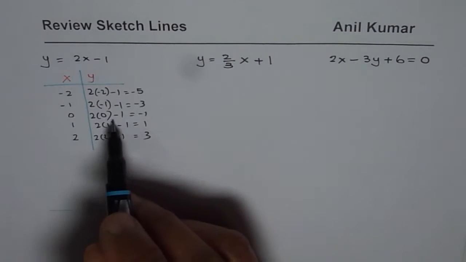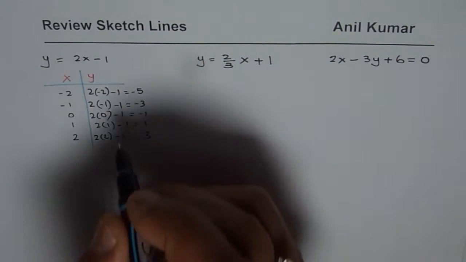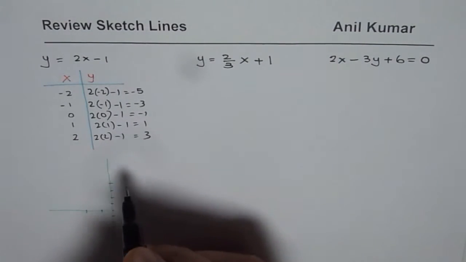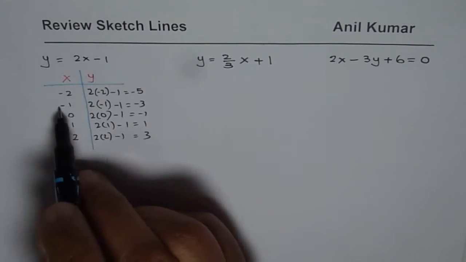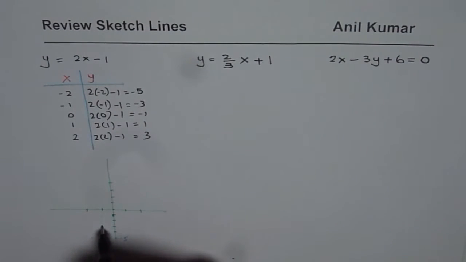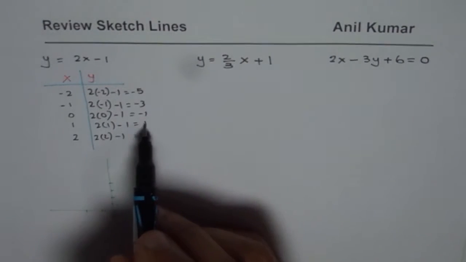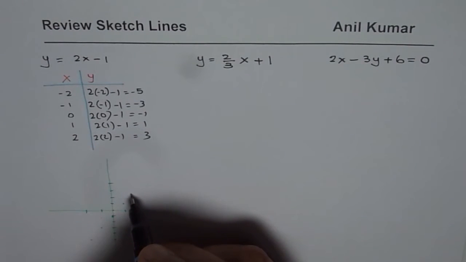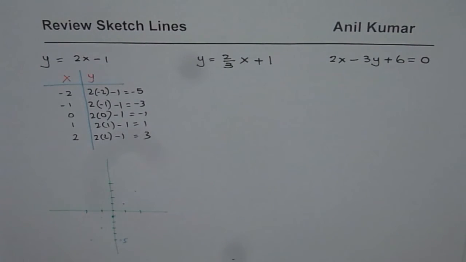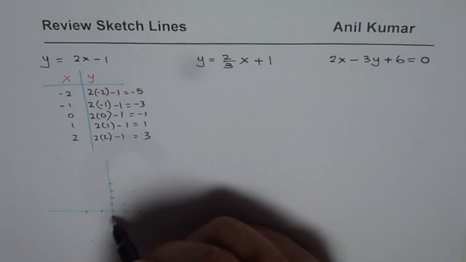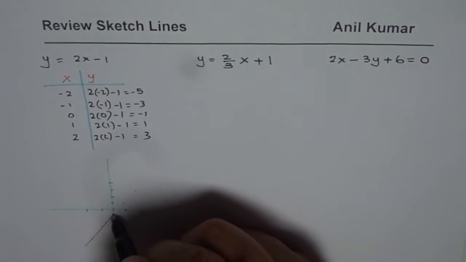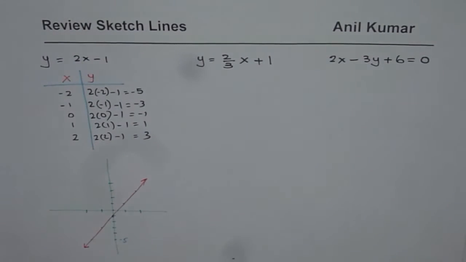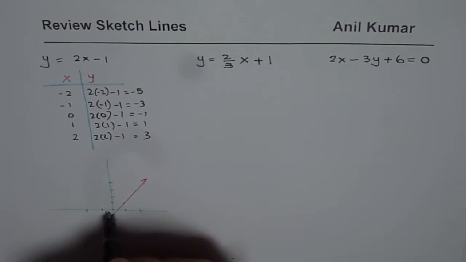At 0 we're looking at minus 1, so it is here. At minus 1 it is minus 3, so this point is wrong actually. It should be here. At 1 it is 1, so 1 and 1, and then at 2 it is 3, so 1, 2, 3, kind of like this. When you join all these points, you should get a straight line, correct? So let me draw a straight line going through these points. Draw arrows on both the ends. Now you have a line which represents the equation.